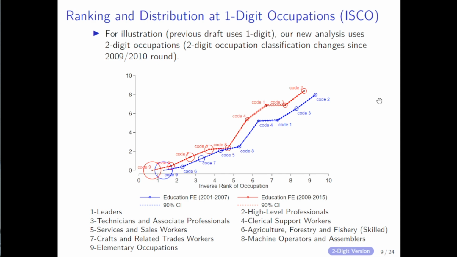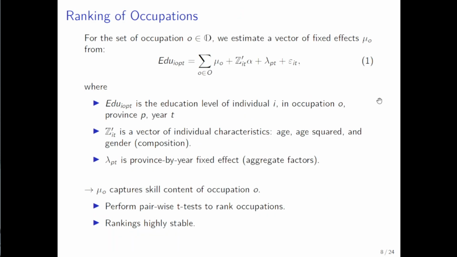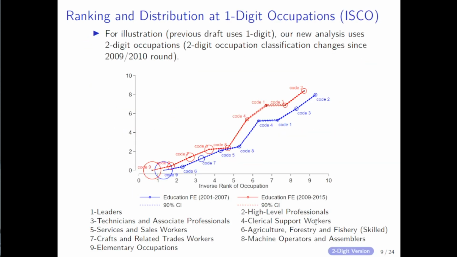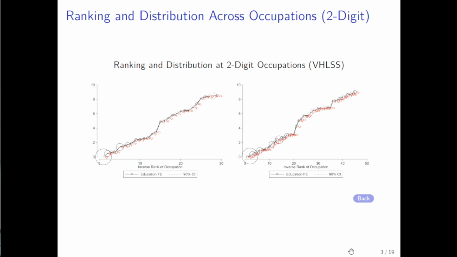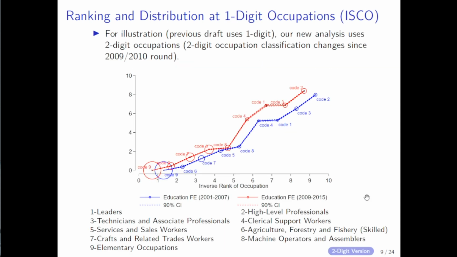But you can clearly see we do 2 samples, for 2 different periods, and the occupation ranks are preserved, no change. We also do pairwise comparisons of these occupation ranks. We do pairwise t-tests, and these rankings indeed pass the pairwise t-tests. I can show you also the 2-digit version of this, and you can see that we do it for 2 separate periods, 2001 to 2007 and 2009 to 2016, and they're again pretty stable, but this is much easier to see.